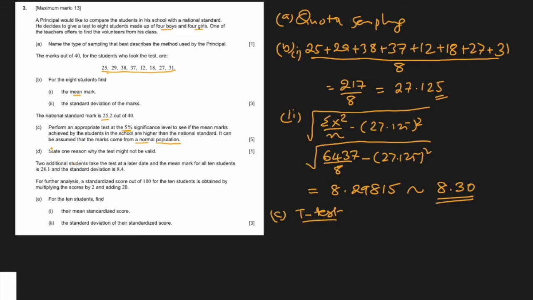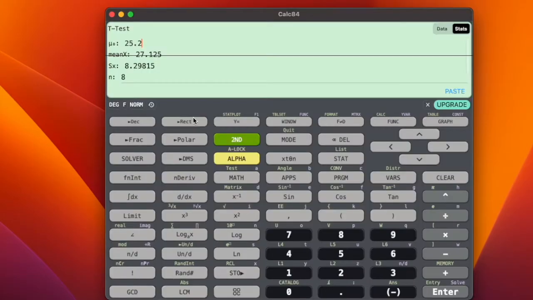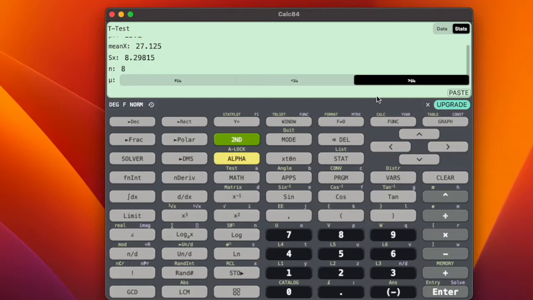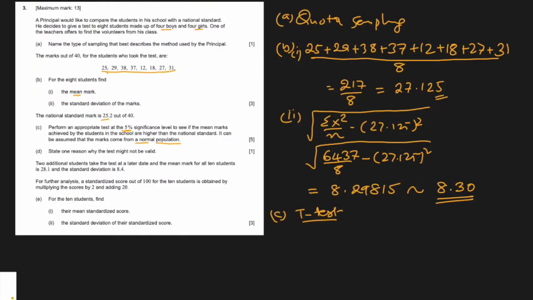All right, so for the t-test, we need the calculator. Let me open the calculator right now. Okay, so we'll go to stat, and then t-test, and I have entered all the things here. This is the mean of the population. This is for the sample, 27.125. Sx, the standard deviation of the sample, is 8.29815, n is 8. We want to test if it is more than this, and we get the p value 0.2663. The t value is this, but we need only the p value.